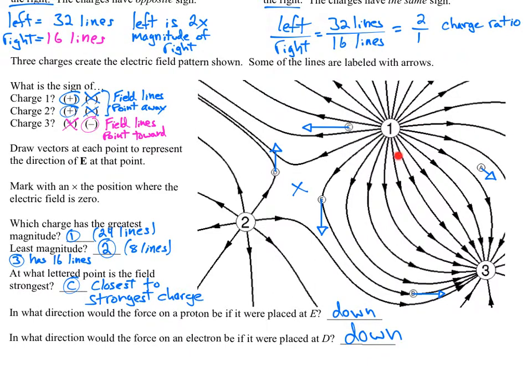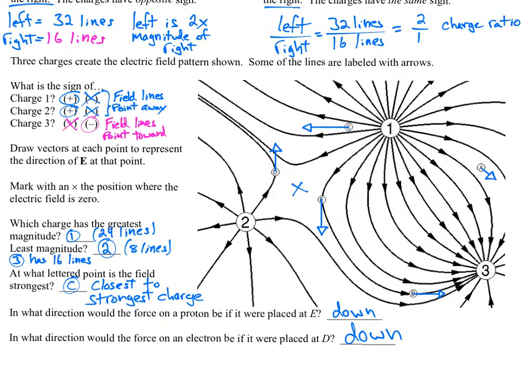which deals with the number of lines around. Which charge has the greatest magnitude? Charge 1. It has 24 lines coming out of it. The least magnitude is charge 2 over here with 8 lines. Charge 3 is in the middle with 16 lines. I put an X right here where there is no electric field. If you put a test charge there or any kind of charge there, it would just sit still.